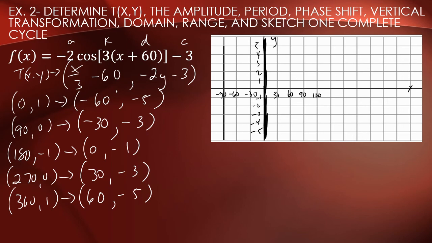Negative 60 and negative 5, right there. Negative 30, negative 3, right there. 0, negative 1, right there. 30, negative 3, right there. 60, negative 5, piece of cake. We're all experts at plotting coordinates. We only want one cycle, so we are not going to draw arrows, and do our best to draw a little smooth curve through these. And there is our f of x.